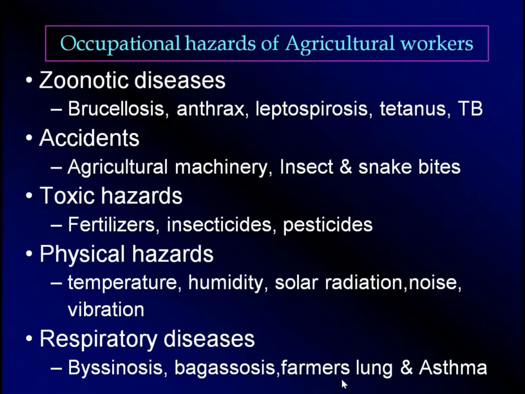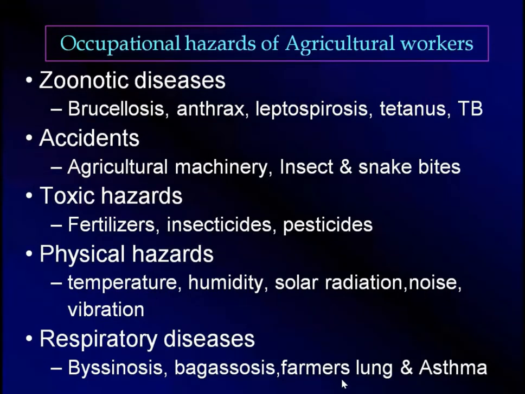So they can also get exposed to some of the organic types of pneumoconiosis, that is byssinosis. Byssinosis means diseases caused because of inhalation of cotton fibers. Bagassosis is inhalation of sugarcane fibers. Farmer's lung is mainly because of particles like husk produced from paddy or wheat. And they can also be prone to asthma.